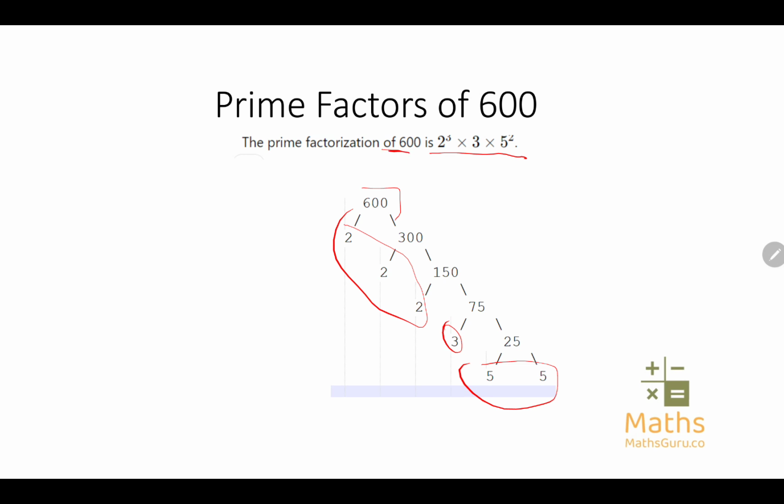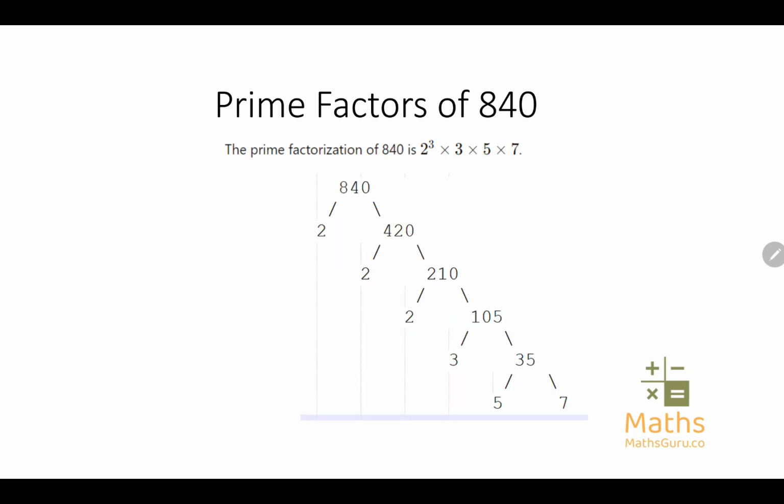So any number can be expressed as factors in the prime number format. Let's take one more example, 840. Like we did in the previous video, we will start with the first prime number, which is 2. First we will divide 840 by 2.